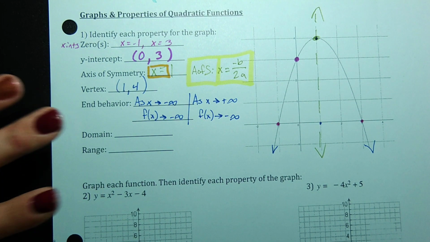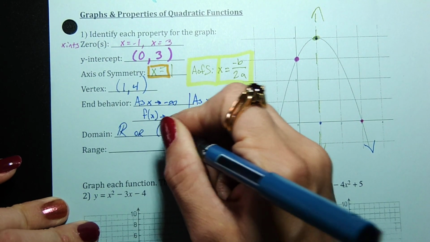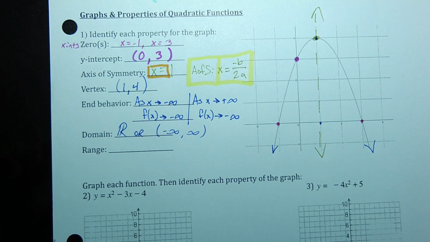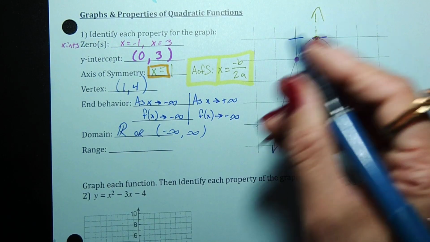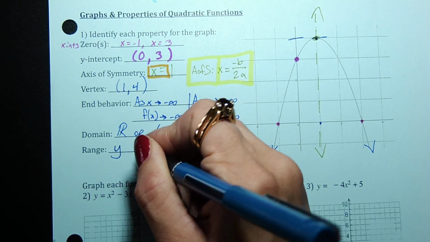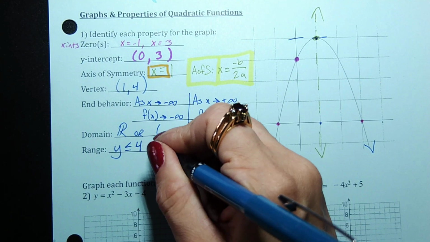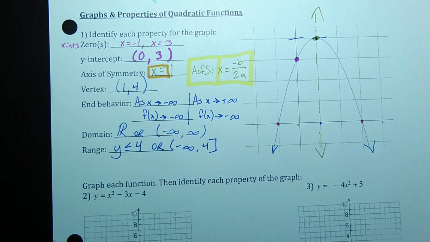What's the domain for all quadratics? All real numbers. Or -infinity to positive infinity. And folks, just to clarify, you only need to write one of these. You don't have to write both. But our range, where do our y values start vertex-wise? At 4, and we are going down. So y less than or equal to 4, or -infinity to 4 with a bracket. So folks, that's what all of those key features are and how we pull them directly from the graph.